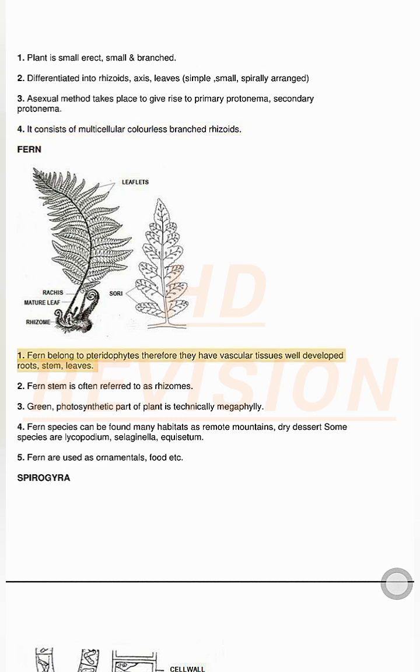Fern. 1. Ferns belong to pteridophytes, therefore they have vascular tissues, well-developed roots, stem, leaves. 2. Fern stem is often referred to as rhizome. 3. Green, photosynthetic part of plant is technically megaphyll. 4. Fern species can be found in many habitats such as remote mountains, dry desert. Some species are Lycopodium, Selaginella, Equisetum. 5. Ferns are used as ornamentals, food, etc.